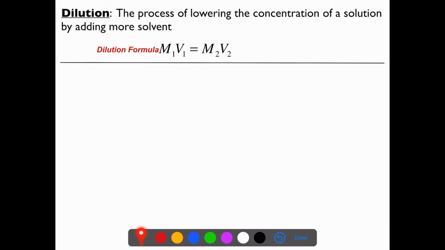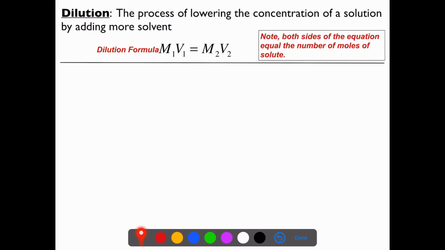And if we notice in this formula, concentration times volume equals moles. So the reason why this formula works is it's the same number of moles. So the number of moles of a solute is equal to the same number of moles of the solute. So let's go through an example.